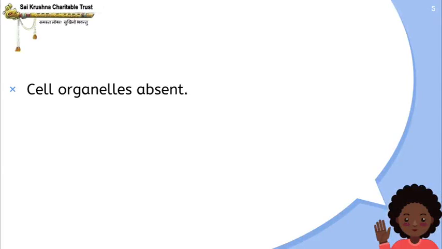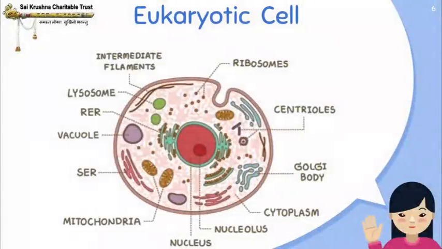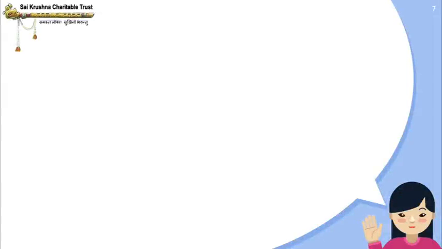Cell organelles are absent. Other cell organelles are not there in the prokaryotic cells, and they only contain a single chromosome. Now let us look at the eukaryotic cell. This is a diagram of a eukaryotic cell. We can immediately see so many differences, right? We can see a well-defined nucleus. We can see different cell organelles. Let us learn about eukaryotic cells.